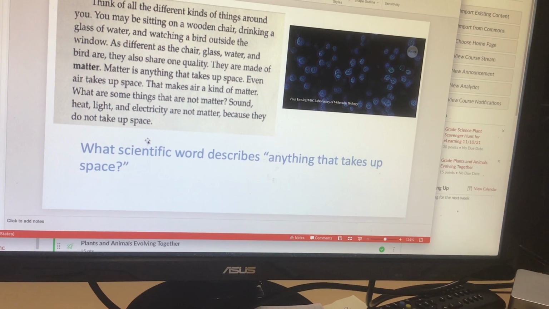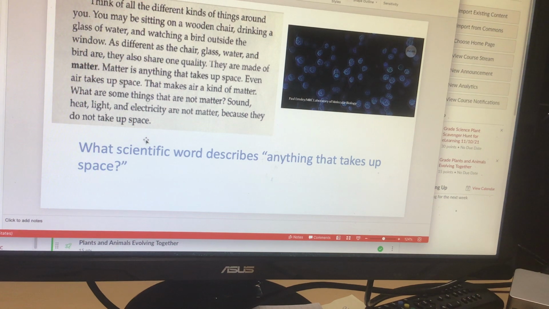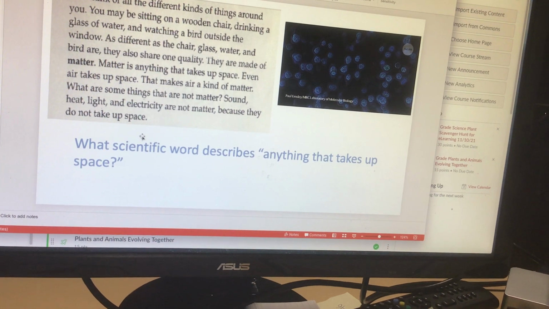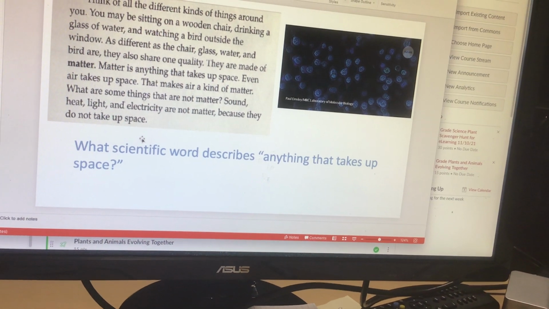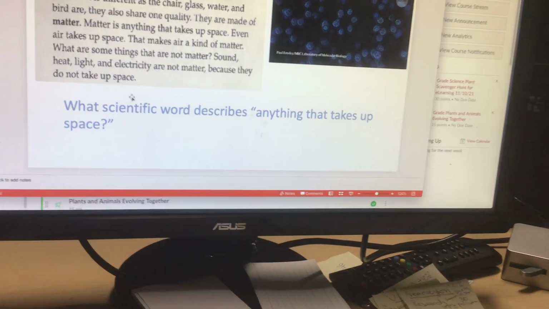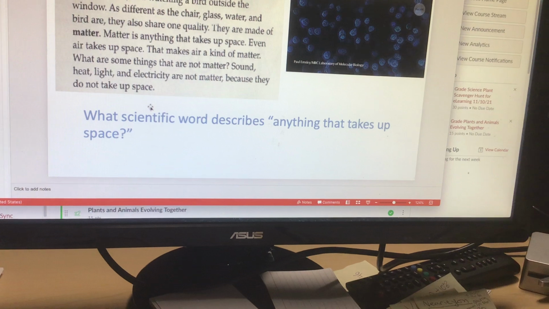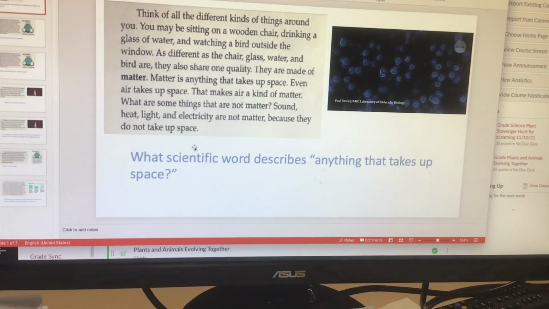What are some things that are not matter? Sound, heat, light, and electricity are not matter because they do not take up space. All right, first question is, what scientific word describes anything that takes up space?